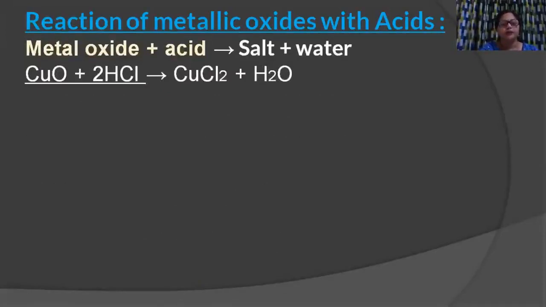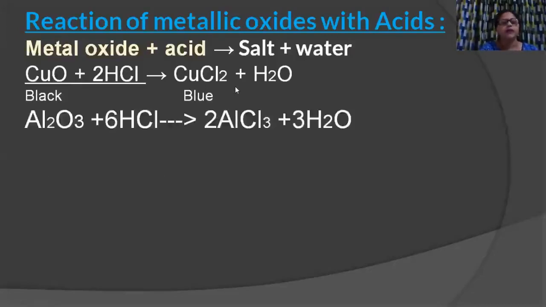Copper oxide, when it is treated with hydrochloric acid, will give copper chloride, and water molecules will be released. Along with the reaction, a color change will also be seen. Copper oxide, which is black in color, changes to blue color after the reaction, which proves that a new compound has formed.